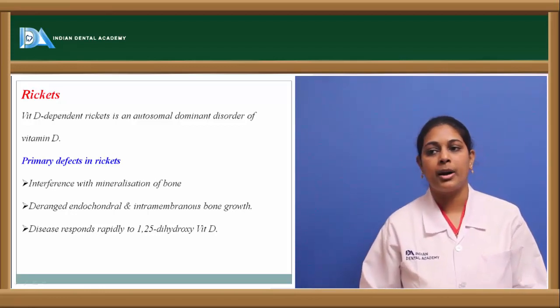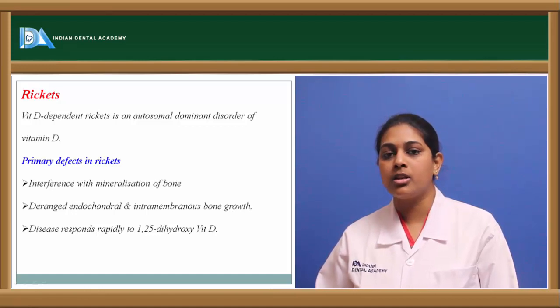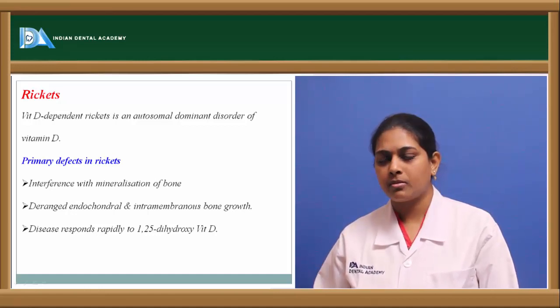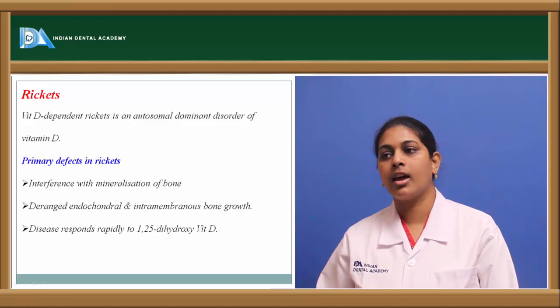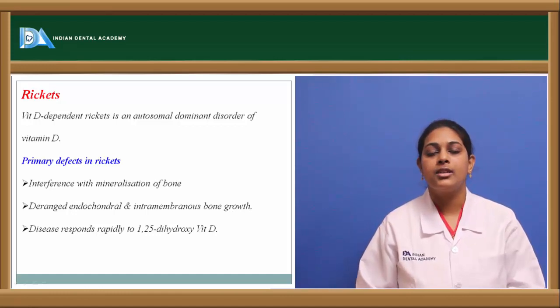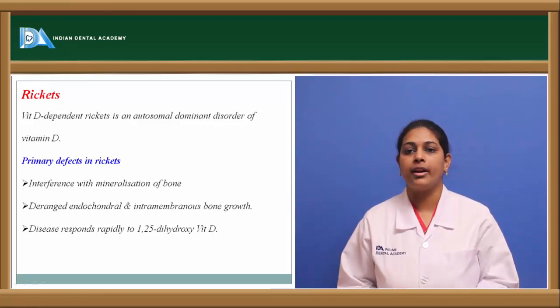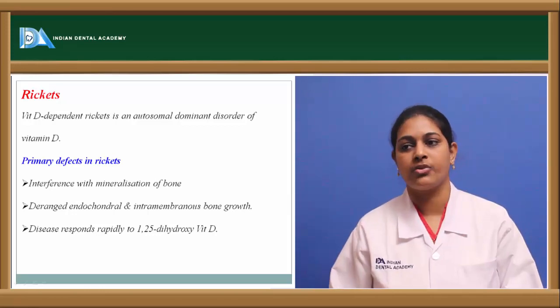Next, coming to the primary defect: it is the derangement of the endochondral and the intramembranous bone growth. Since vitamin D causes the ossification of the immature osteoid matrix, otherwise known as mineralization of this osteoid matrix, there is derangement in the bone growth. Depending on the position, this ossification could be endochondral or intramembranous.